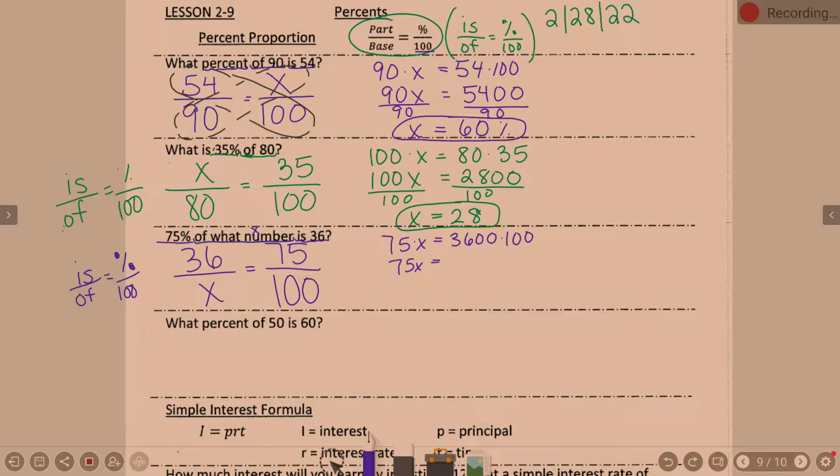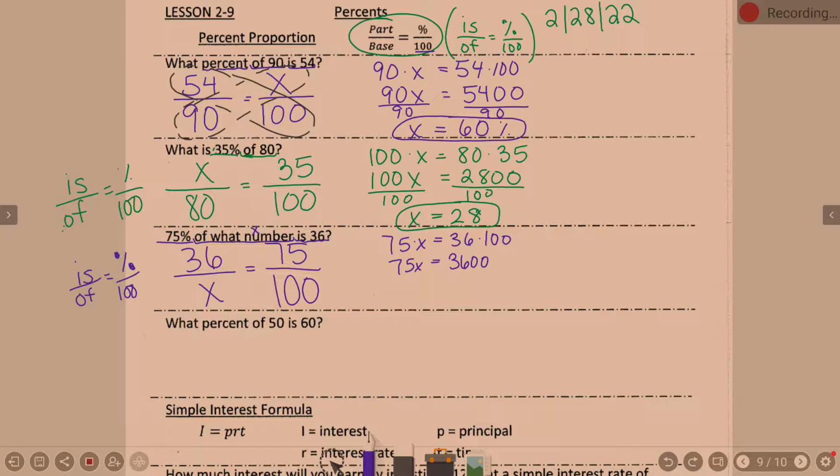I'll let somebody else go. 36. Oh my gosh, I just wrote that wrong. You just wrote the answer. I did, didn't I? You caught that. Okay, so it's supposed to be 36 times 100, which is going to be 3,600. My mind just skipped a step.